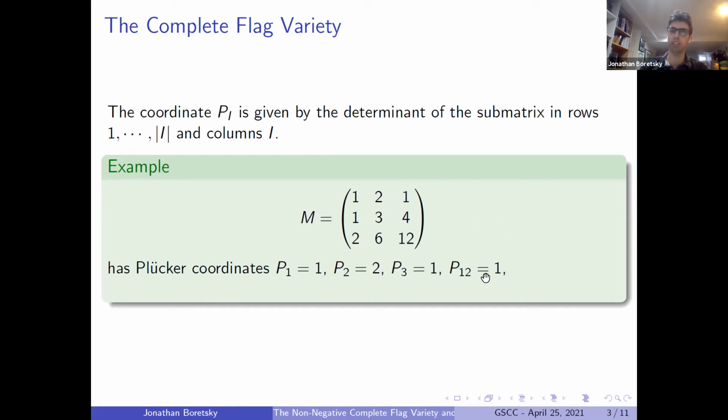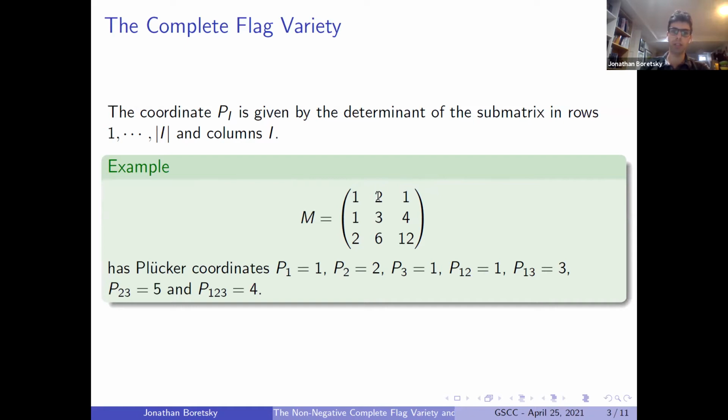So more interestingly, P12 is telling us to look in the first 2 rows and the first 2 columns and to take the determinant of the submatrix, here 3 minus 2 is 1. P13 is telling us to look at the first 2 rows because it's a size 2 index, and then the first column and the third column. So the determinant of this matrix is 1 times 4 minus 1 times 1, which is 3. For P23, the determinant of this matrix is 5, and then P123, the determinant of the whole thing, is 4. So these are the Plücker coordinates of this matrix.